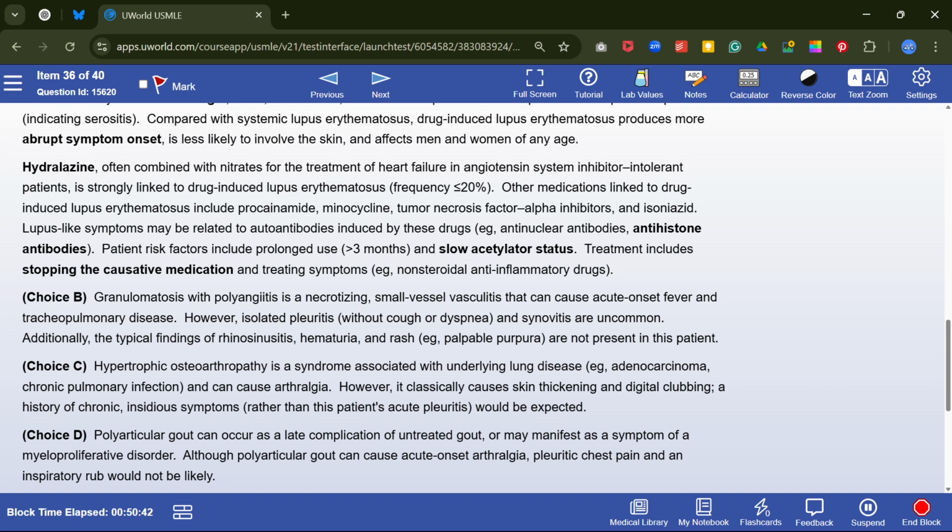And polyarticular gout can occur as a late complication of untreated gout or may manifest as a symptom of myeloproliferative disorder. Polyarticular gout can cause acute onset arthralgia, but pleuritic chest pain and inspiratory rub would not be likely.